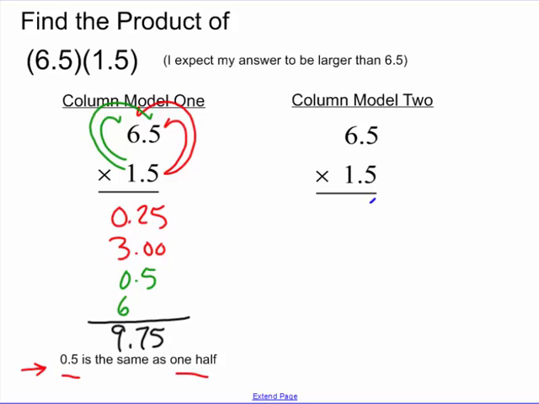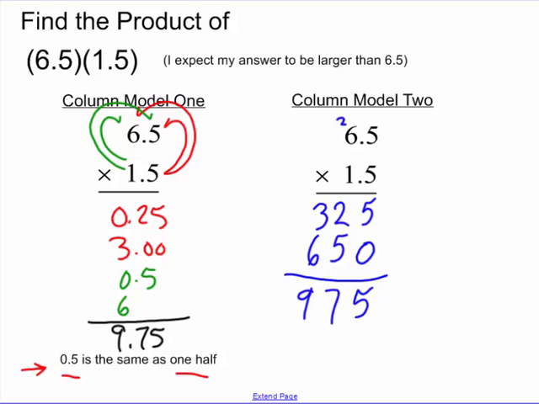So 5 times 5 is 25. Carry the 2. 5 times 6 is 30, plus 2 more is 32. I need my 0 placeholder because I'm moving over one column, one place. So 1 times 5 is 5. 1 times 6 is 6. When I add those two together, I end up with 975.